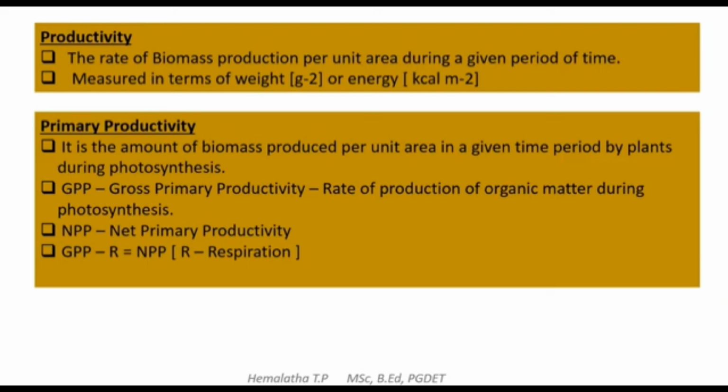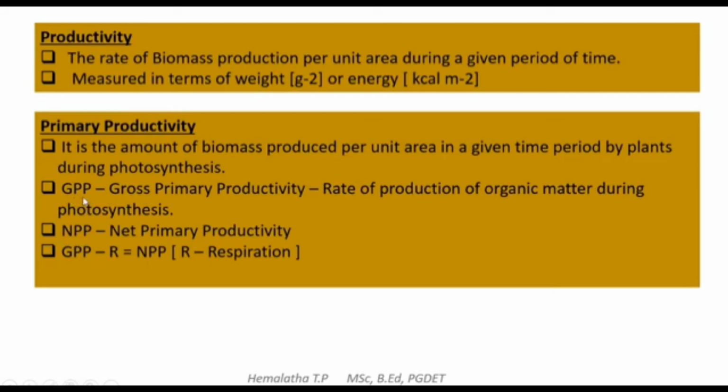They will also produce some of the energy or the biomass, and that will be referred to as secondary productivity. So the main source of energy or biomass production is the plants. In a given area, at a particular time, whatever amount of photosynthesis takes place by the plant, that gives us the primary productivity.